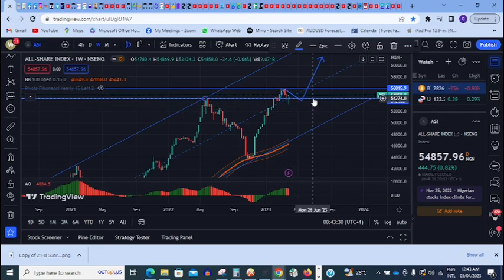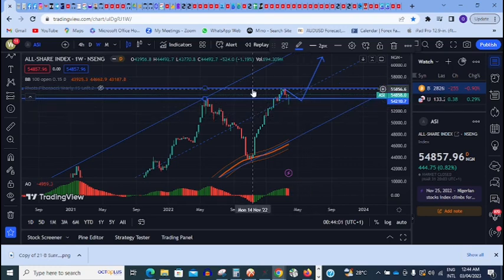So we are now trapped in a zone, from here to here. We need the market to close above here for a bullish continuation of this trend, or the market will come and close below this level, this 54,200 level. If the market closes below this 54,200 level, it will expose a lower low.